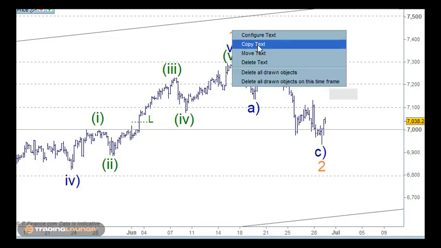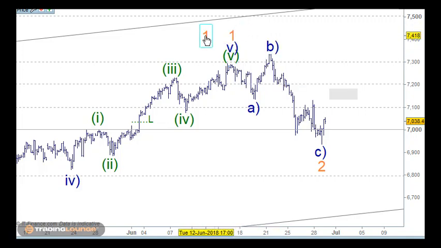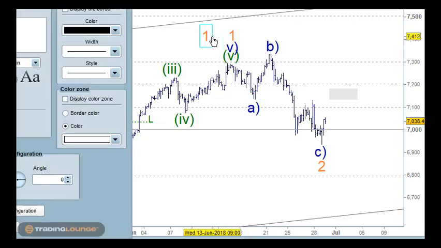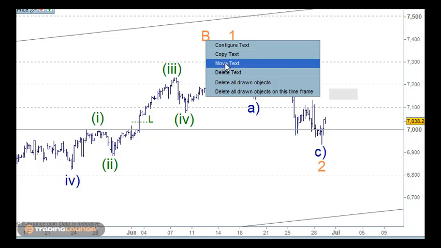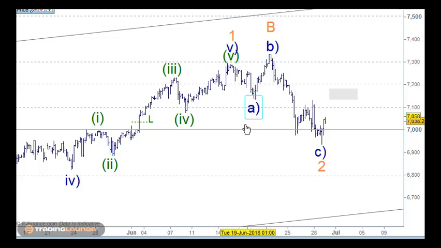It can also be counted as wave B. Well, wave B wouldn't be there. Wave B would have to be, in this case, moved and sat up here as a top. But I just don't have that on the intraday.